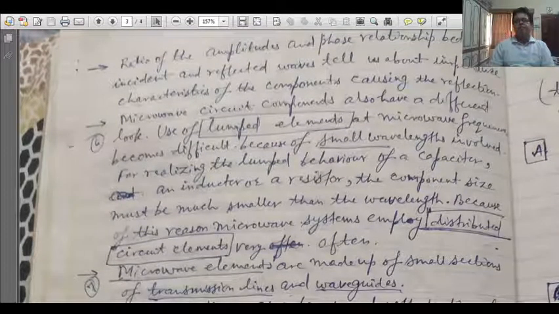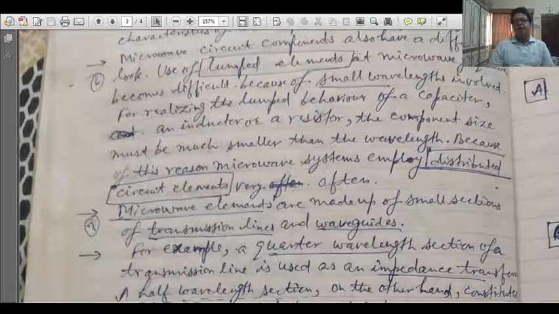The ratio of the amplitudes and phase relationship between incident and reflected waves tell us about the impedance characteristics of the components causing the reflection.